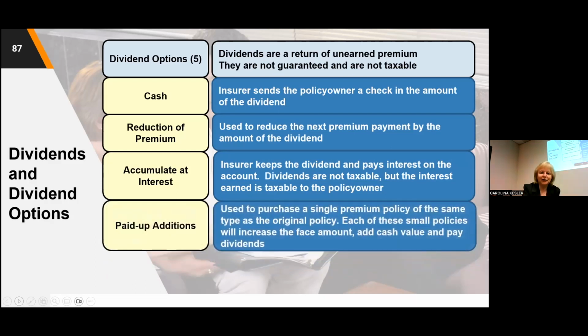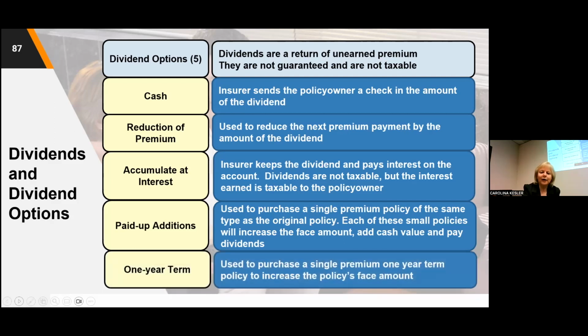And paid up additions. They're used to purchase a single premium policy of the same type as the original. Each of these small policies will increase the face amount. So what kind increases the face amount? Paid up adds, right? Paid up additions will increase your face amount.